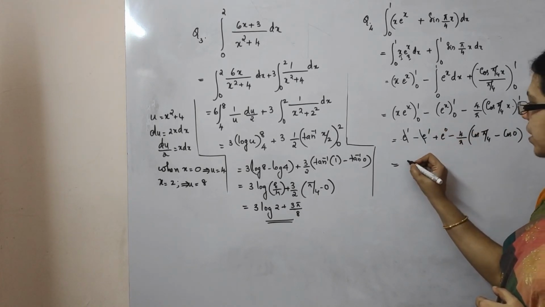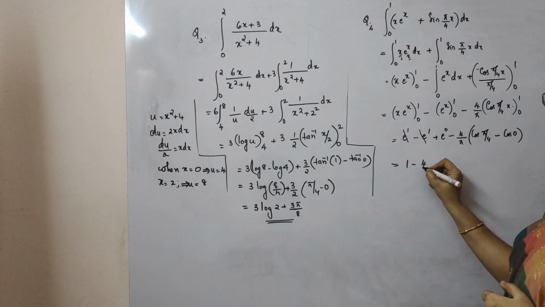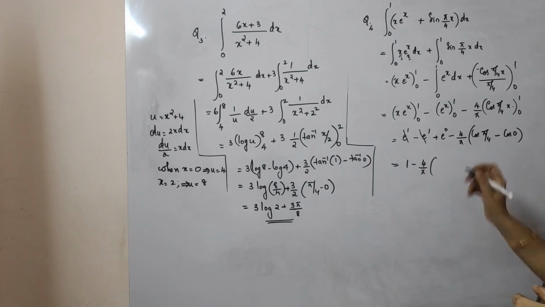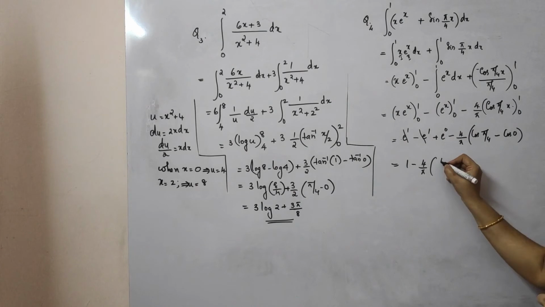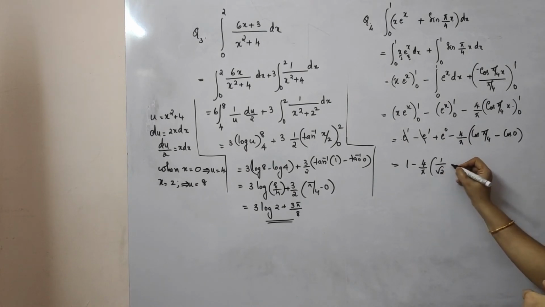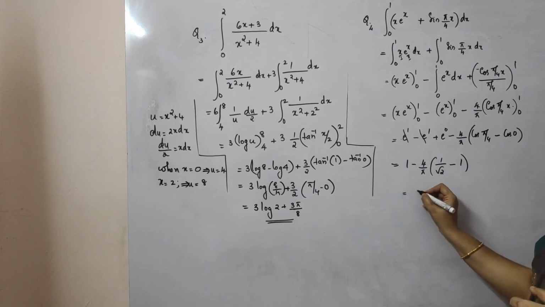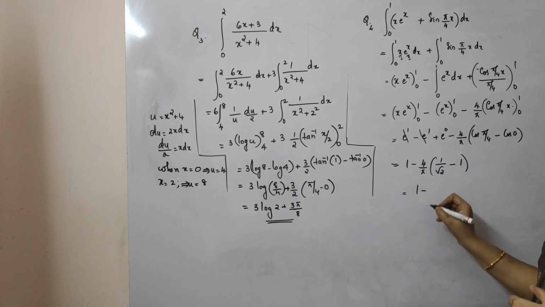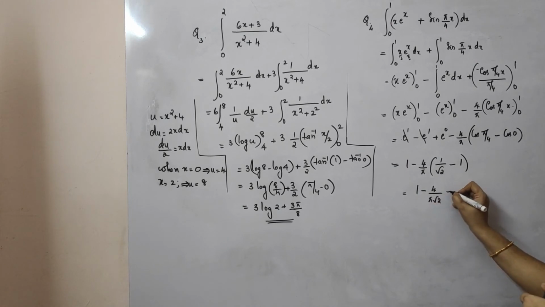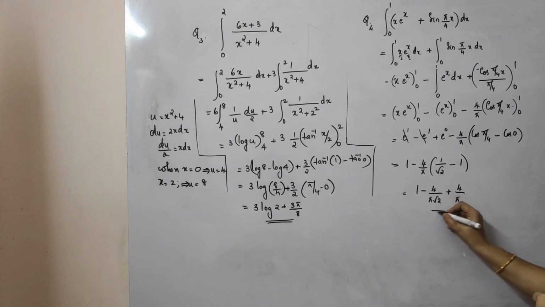Okay, so this gives me this and this cancels. e raised to 0 is 1 minus 4 by pi into, what is cos pi by 4? I know that it is 1 by root 2, minus cos 0, which is 1. So finally I'll get this as 1 minus 4 by pi root 2 minus of minus plus 4 by pi. Or this way is also fine, or I can just expand and write it like this also. Okay? Am I clear? Go through it.